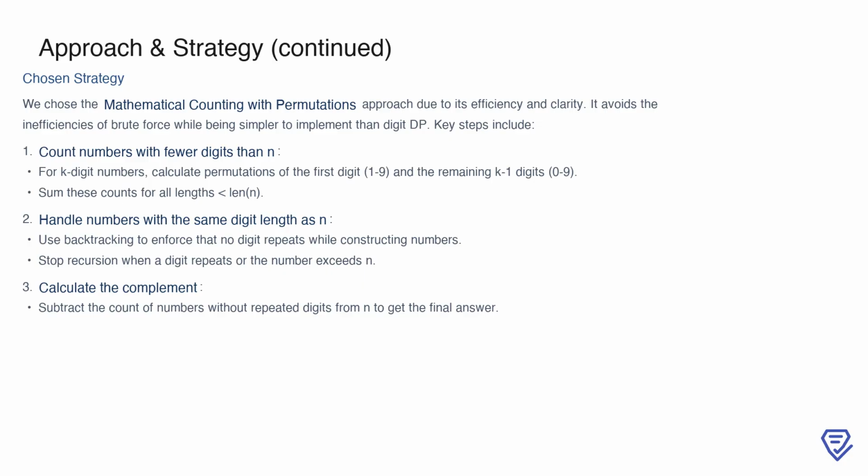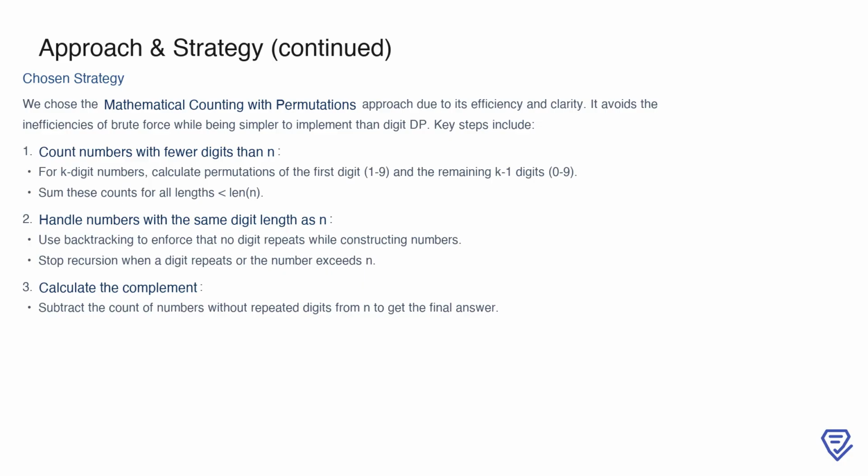The first step of this strategy is to count numbers with fewer digits than n. For each k-digit number, we calculate the permutations of the first digit, which must be non-zero, and the remaining digits, which can include 0. We then sum up these counts for all lengths less than the number of digits in n. Next, for numbers that have the same number of digits as n, we use backtracking to enforce the condition that no digit repeats. This ensures that only valid numbers are included in the count. The recursion stops immediately if a digit is repeated or if the constructed number exceeds n.